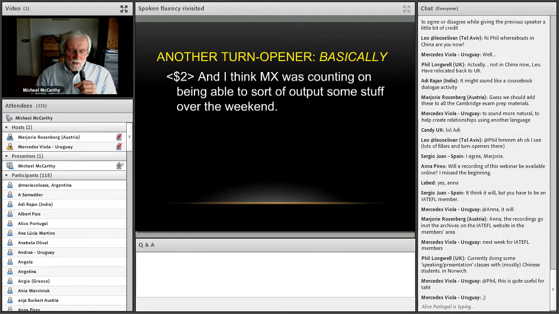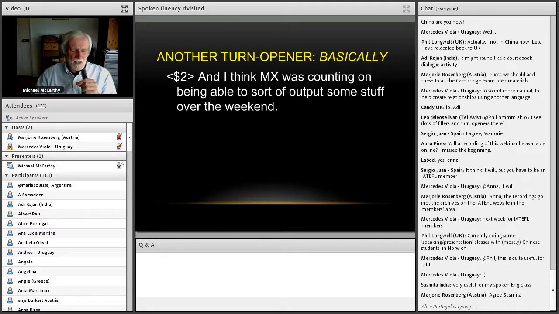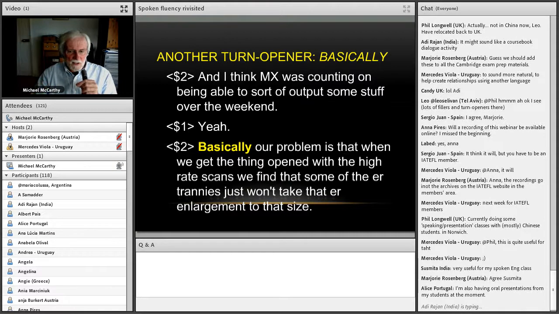Here's a conversation again from our corpus. The speaker says, and I think MX. MX, by the way, just means a male speaker whose name we have taken out to protect their privacy and anonymity. I think MX was counting on being able to output some stuff over the weekend. They're talking about their work here, their jobs. Yeah. Basically, our problem is that when we get the thing opened with the high rate scans, we find that some of the trannies here means transparencies, they are digitizing transparent photographs, just won't take enlargement to that size. So they're talking a technical problem about their job.